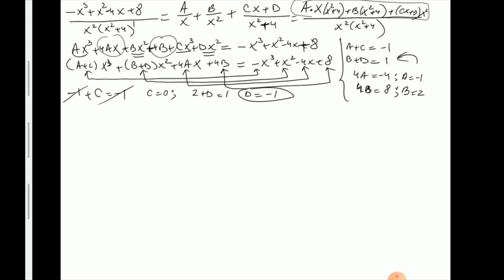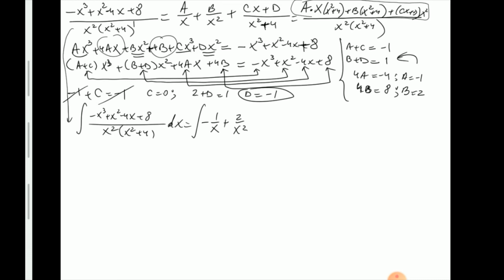So let's say I wanted to integrate this big fraction. Then the fraction splits into a over x, that was minus 1 over x, b over x squared, that's 2 over x squared, cx plus d, because c was 0, there's only d left, and d is minus 1, so that's minus 1 over x squared plus 4.